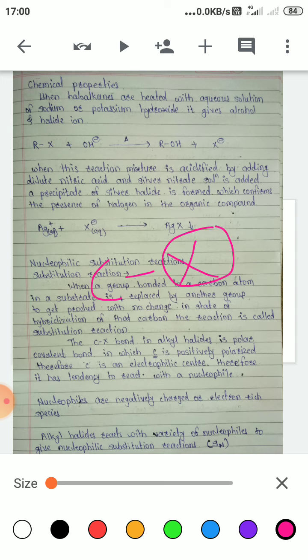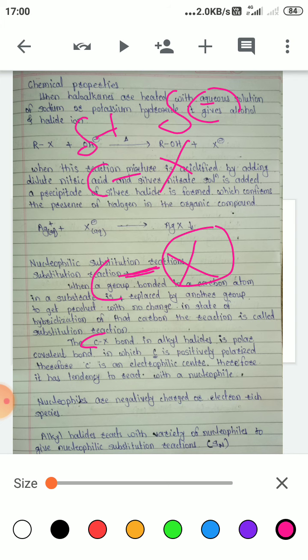X is electronegative, and as X is electronegative, it pulls the electrons towards itself and makes the carbon atom partially positive. That is, in alkyl halides or haloalkanes, the C-X bond is a polar bond in which partial positive charge is developed on the carbon atom and partial negative charge is developed on the halogen atom. Now the first and important chemical property of alkyl halides is nucleophilic substitution reactions.